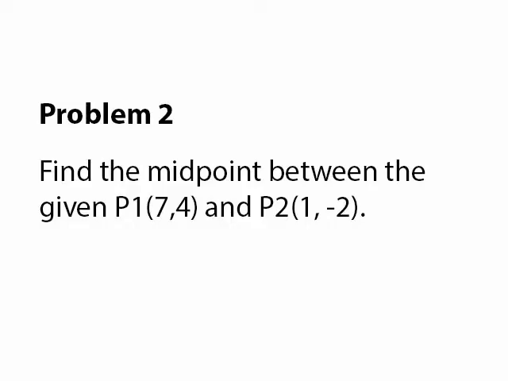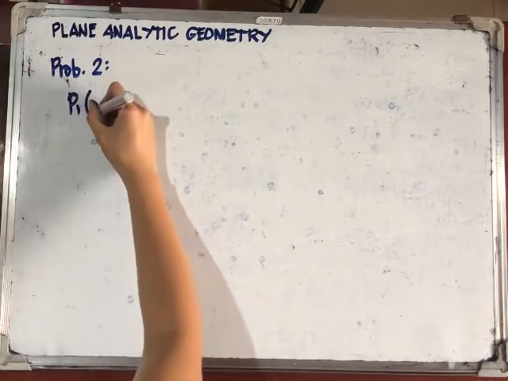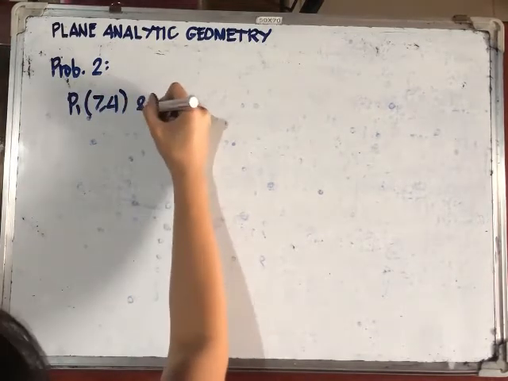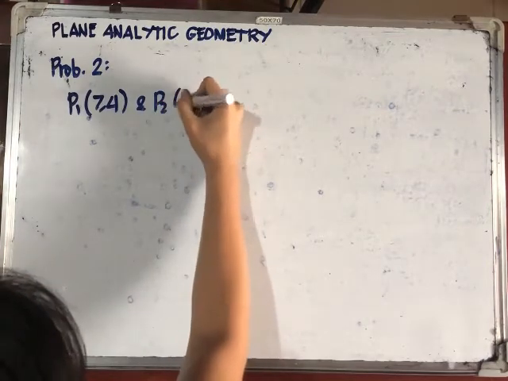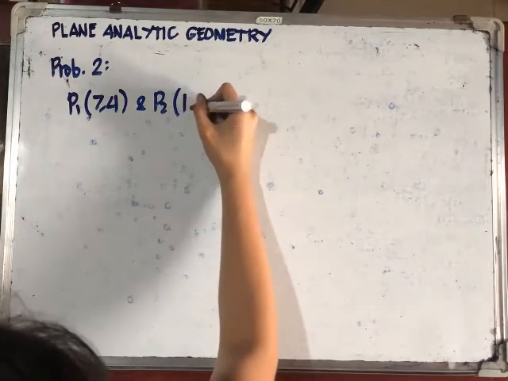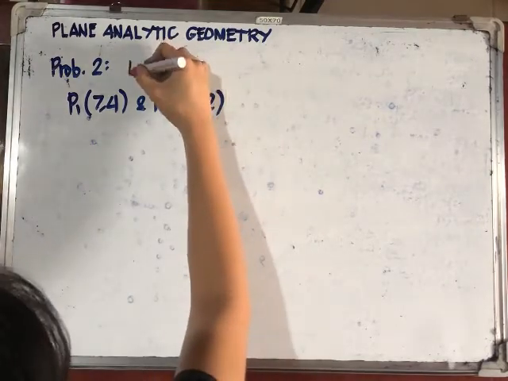Problem 2: find the midpoint between the given points. P1 with the coordinates given, you have 7, 4, and P2, we have 1, negative 2. So what is unknown here is the midpoint.